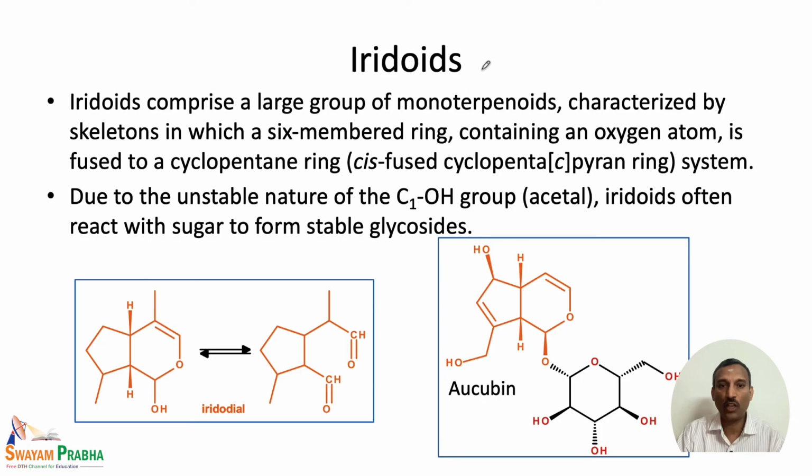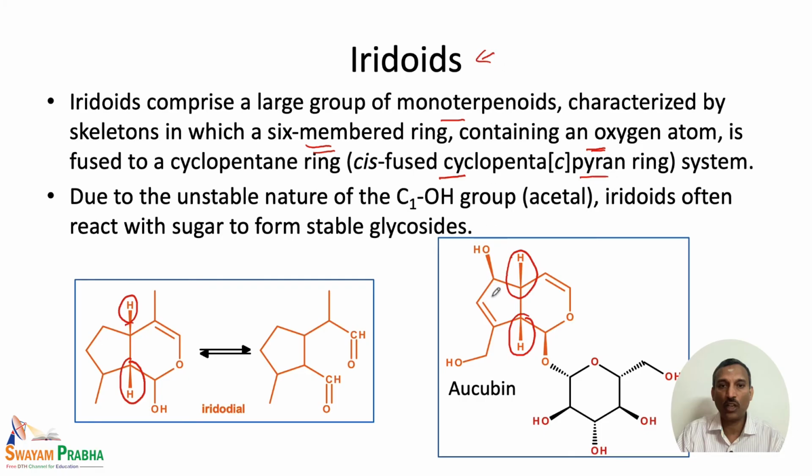The next one is iridoids. Iridoids are basically a large group of monoterpenoid compounds. These have a 6-membered ring containing an oxygen atom that is fused to a cyclopentane ring. Here the fusion is always a cis-fused fusion. If you look at both the hydrogen atoms, in the case of iridodiol or in the case of aucubin, the 5-membered ring is basically cis-fused. So, the final product is a cis-fused cyclopenta[c]pyran ring system, which is called the iridoid unit.